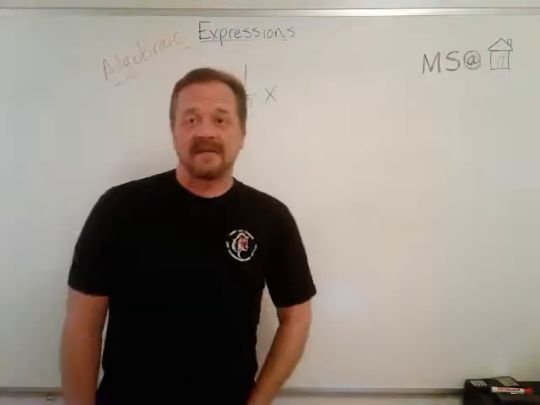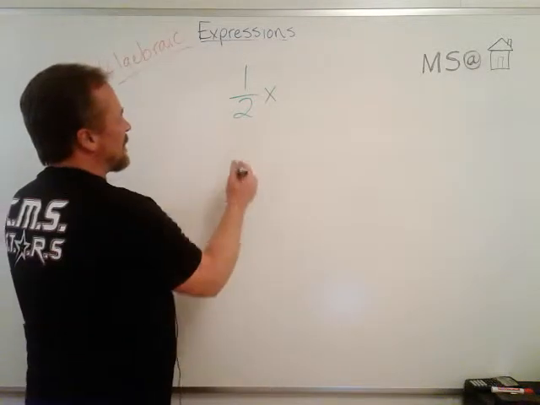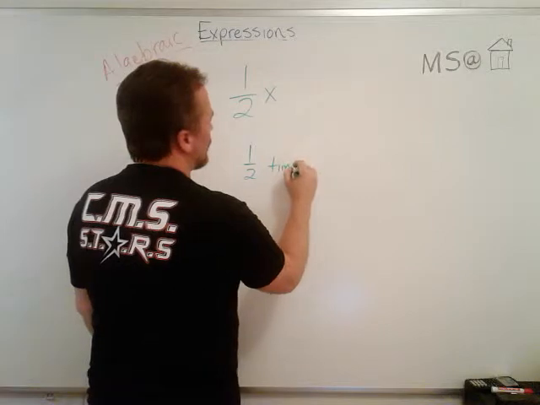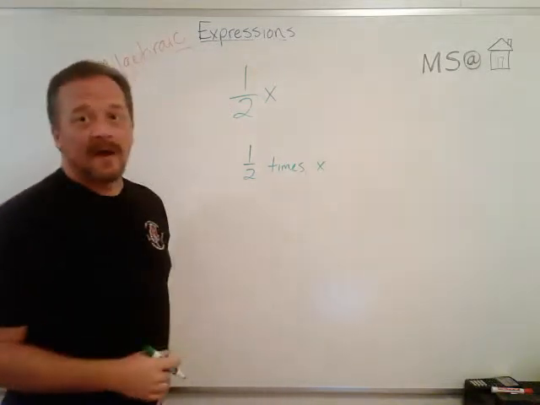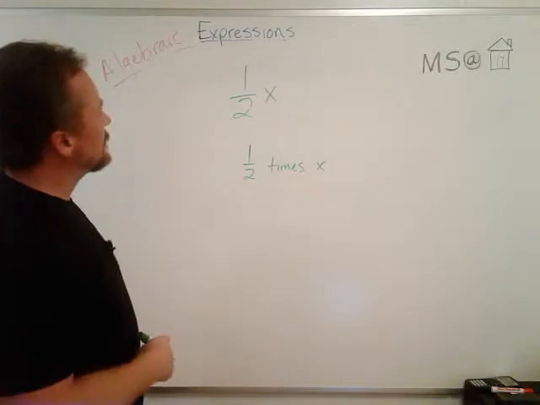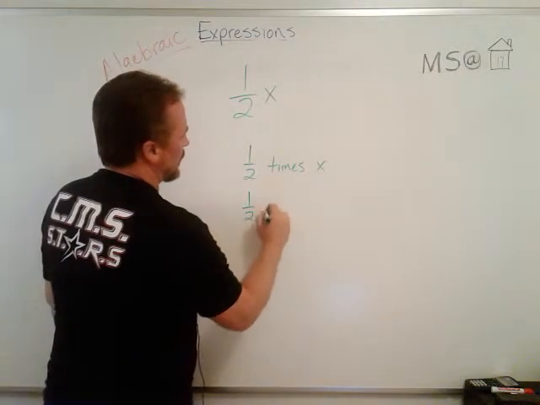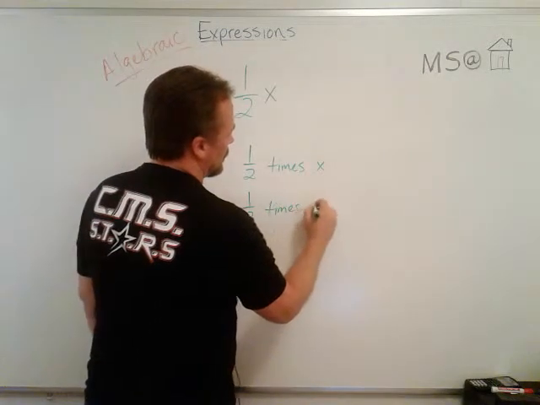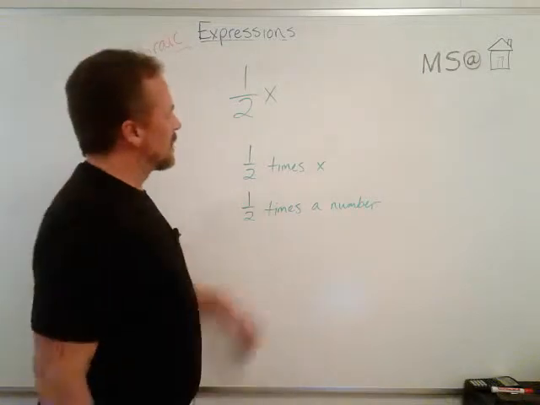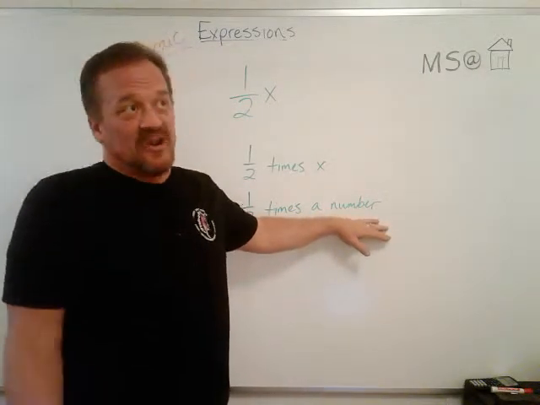There's a couple different ways I can write this. Okay? First, I can write it as just 1/2 times x, right? Totally correct. Good for us. There's one right answer. How else could I do this? I can also write it as 1/2 times a number. Because that's an unknown, so I can just call it a number, a generic number.